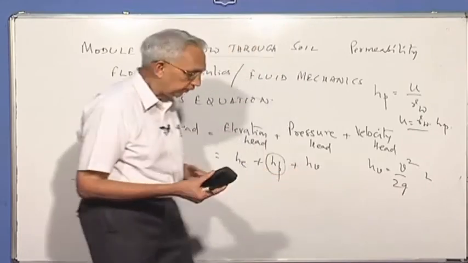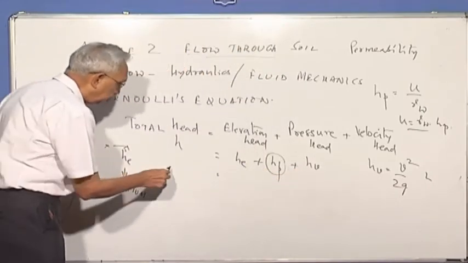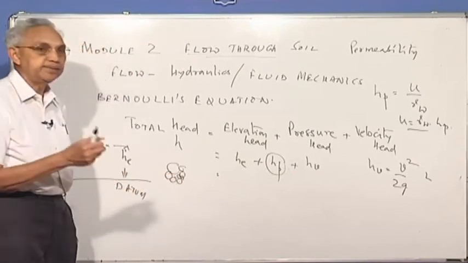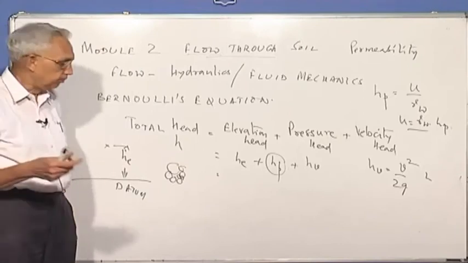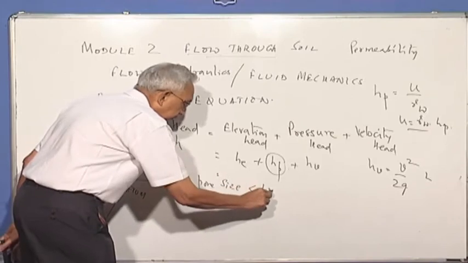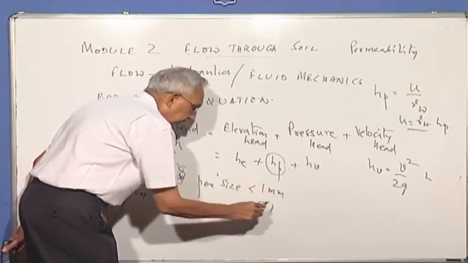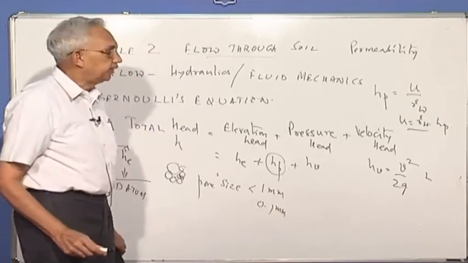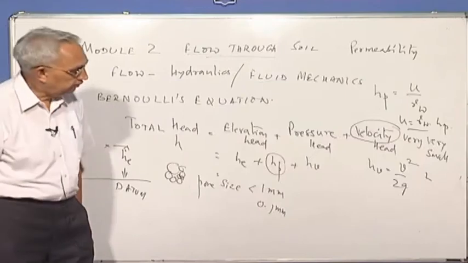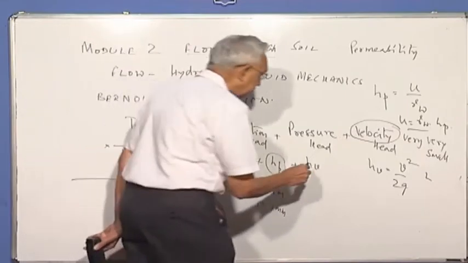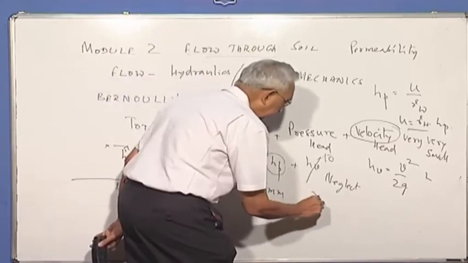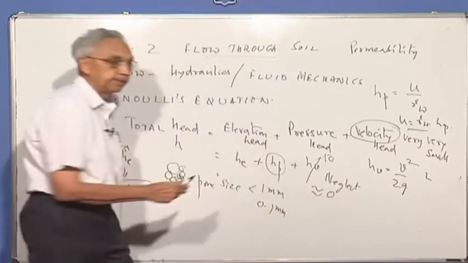But in case of soil, what is the size of the pore? When I am looking at it, you can see that the grain size is less than a millimeter most of the time. So the pore size, you can generally say, is less than 1 millimeter, maybe even less than 0.1 millimeter, in which case this velocity is very, very small. And if that is so, can I neglect this term? Because this quantity is very, very close to 0 compared to the other two.